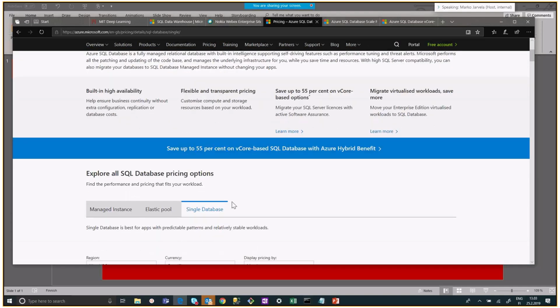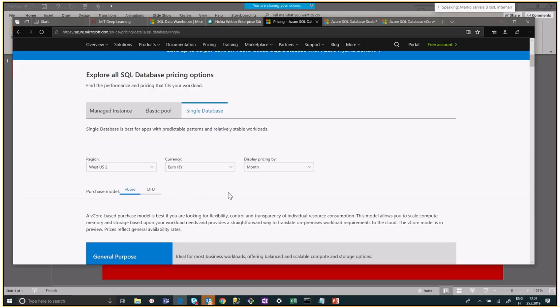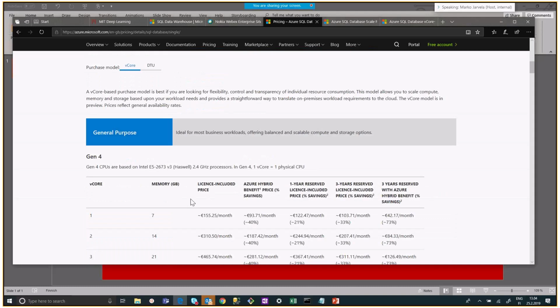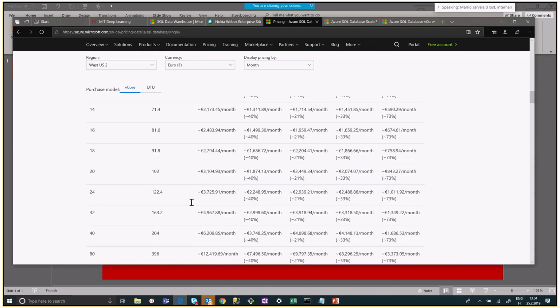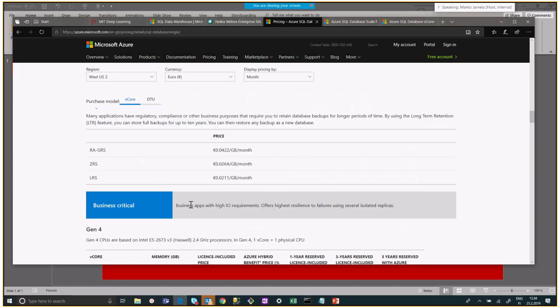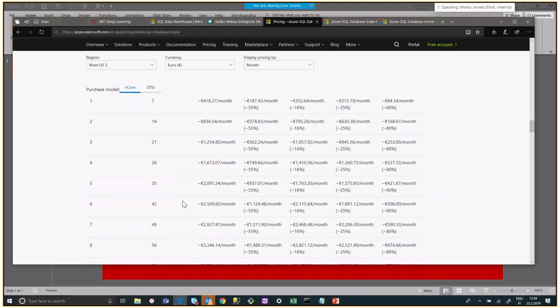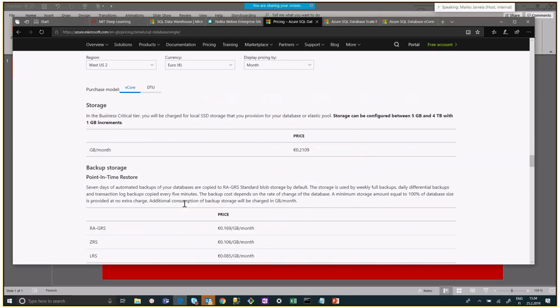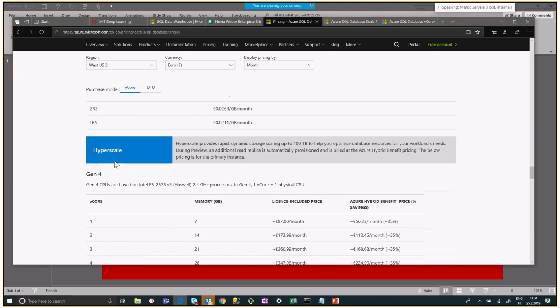So a few months ago, for the single database offering, if I go to the single database, and then click the vCore purchase model, the new offering came along. In addition to standard and business critical, we now also have a Hyperscale offering. This is not available for the DTU purchase model, but for the vCore it's there.